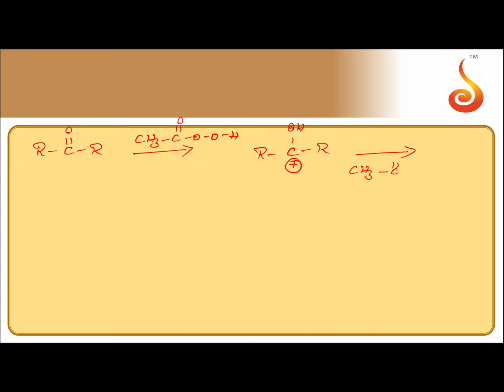Now the percarboxylate ion attacks the positively charged carbonyl carbon, resulting in the formation of a tetrahedral unstable intermediate. So what will I get here? RCOHR, OO C double bond O CH3. Means I'll get an unstable tetrahedral intermediate in which the peroxy bond, the oxygen-oxygen bond, is very weak.